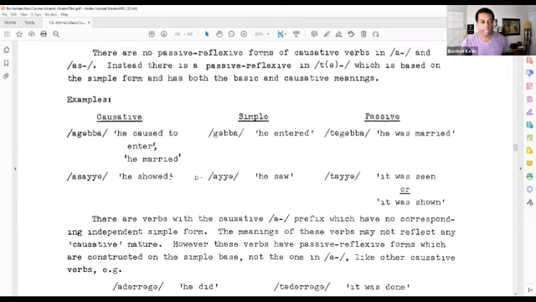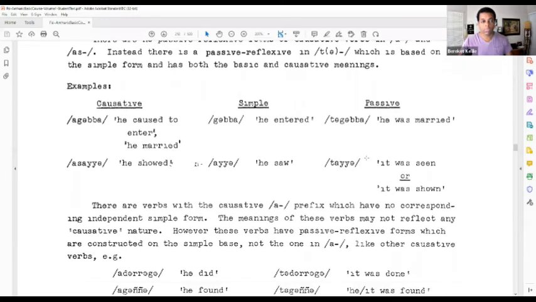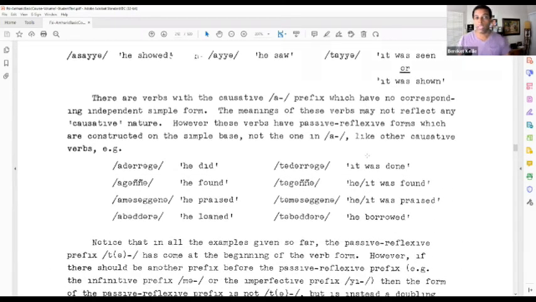Then on the next line, you have aya, he saw, in the simple form. In the causative on the left side, it's asaya. And in the passive form, taya on the right. And there are some causative prefix verbs which don't have an independent simple form. So they just have the causative form. So that's something also to keep in mind. And the meanings of those verbs may not be causative in nature. They just have that causative prefix.